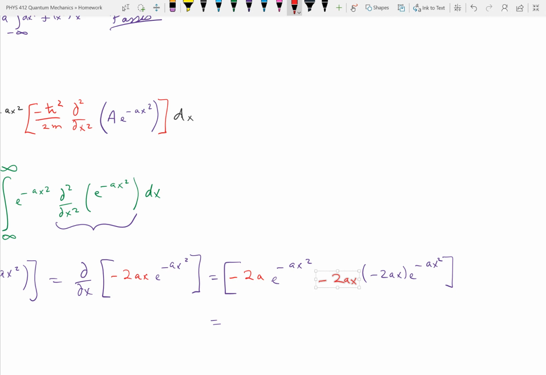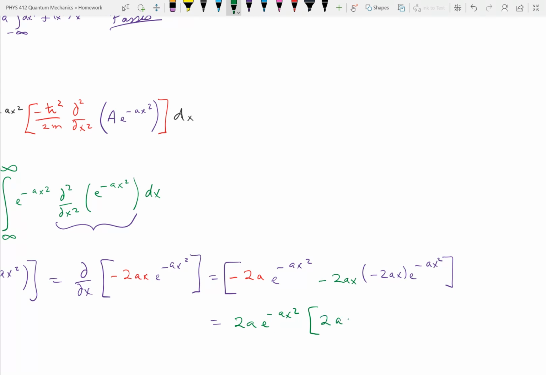So there I put red for the first function and left purple for the second function. So you can see the product rule in action. I just switched, and so you have that the 4a.